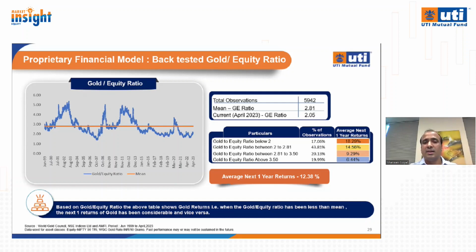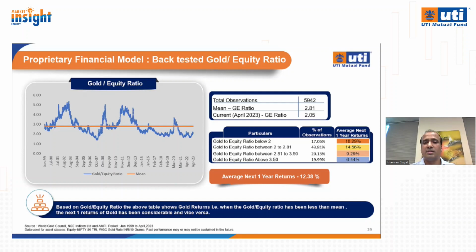So as you can see, in the last 20-25 years, there are about 6,000 observations, and on an average, the gold to equity ratio is about 2.81, which is the average line mentioned in orange here. While the current gold to equity ratio is about 2.05. So currently, in a longer term perspective, gold is trading at attractive valuation, because gold has underperformed as compared to equity in the last 25 years.